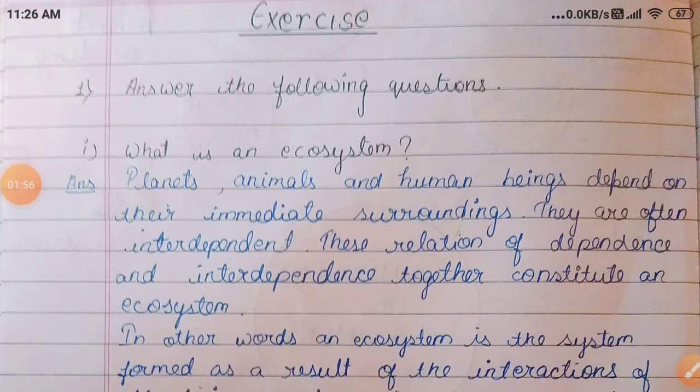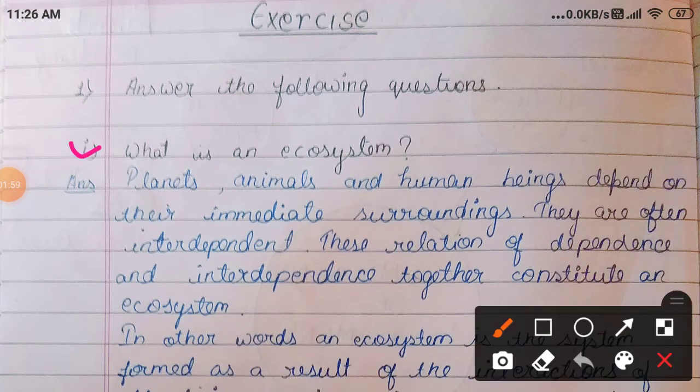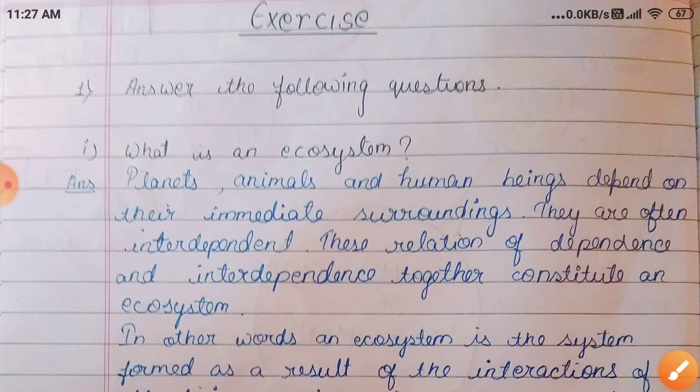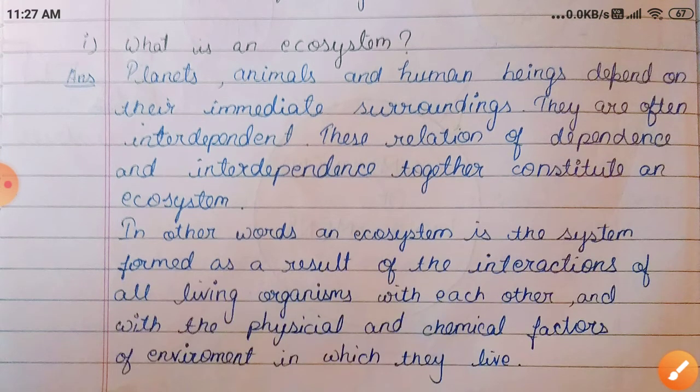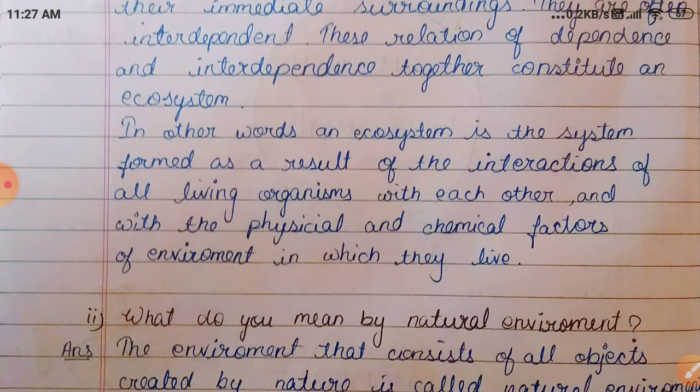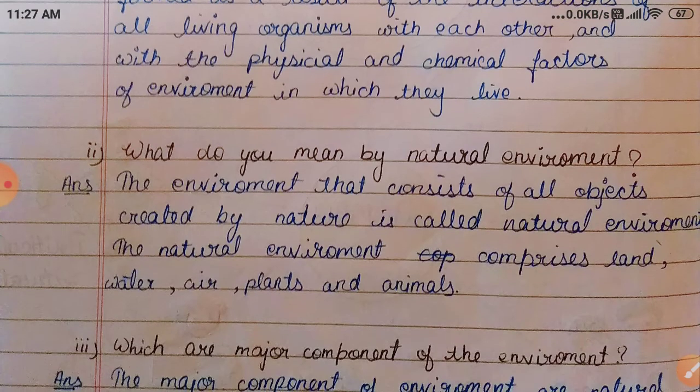Exercise question number 1. Answer the following questions. 1. What is an ecosystem? Answer. Plants, animals, and human beings depend on their immediate surroundings. They are often interdependent. These relationships of dependence and interdependence together constitute an ecosystem. In other words, an ecosystem is a system formed as a result of interactions of all living organisms with each other and with physical and chemical factors of the environment in which they live.